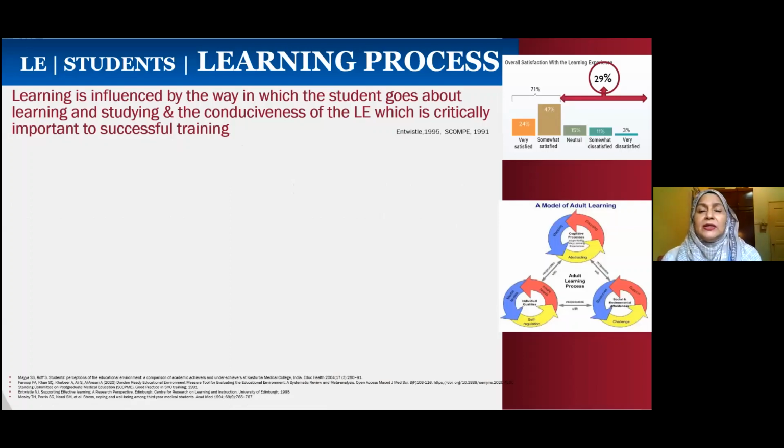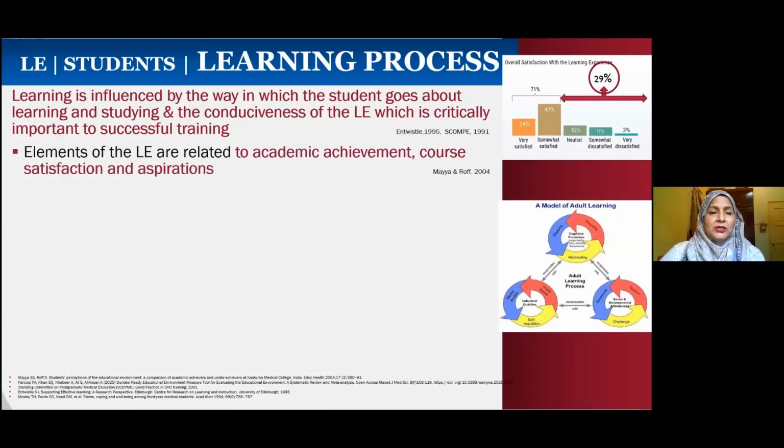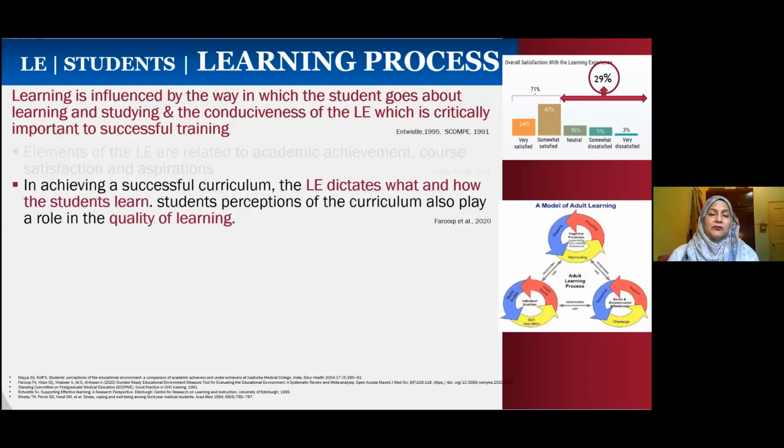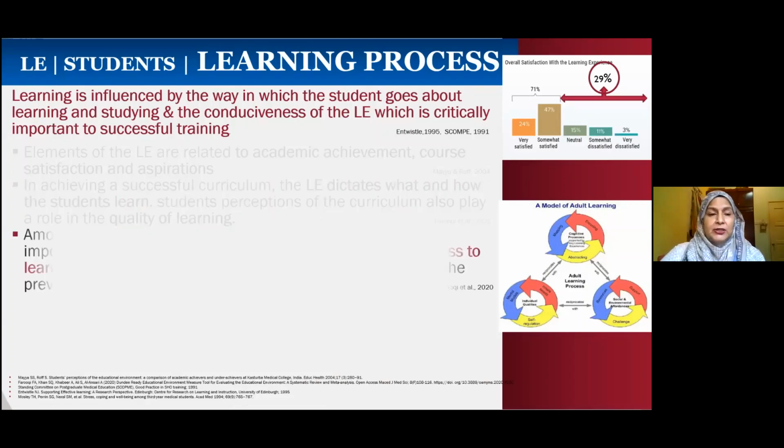The learning process is influenced by the way in which the student goes about learning and studying, and the conduciveness of the learning environment, which is critically important to successful learning. Elements of the learning environment are related to academic achievement, course satisfaction, and the aspiration of students. In achieving a successful curriculum, the learning environment dictates what and how the students learn. Student perception of the curriculum also plays a role in the quality of learning.